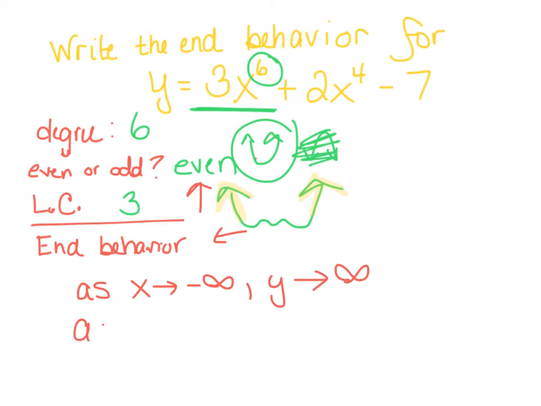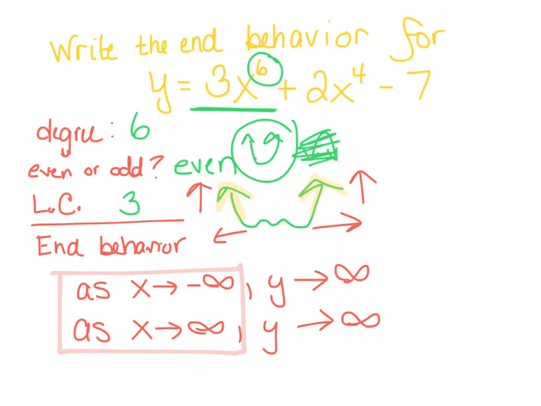Now let's talk about the right side. Okay, so this first portion of this statement is never going to change. So as x approaches positive infinity, meaning as I'm moving to the right, what's y doing? Well, y is going up on both sides, so y approaches positive infinity. So the part I'm saying never changes is this right here. Let's do one more example here.